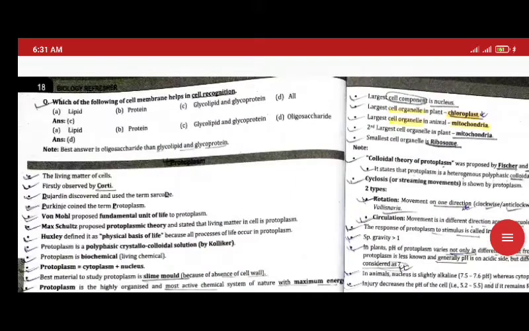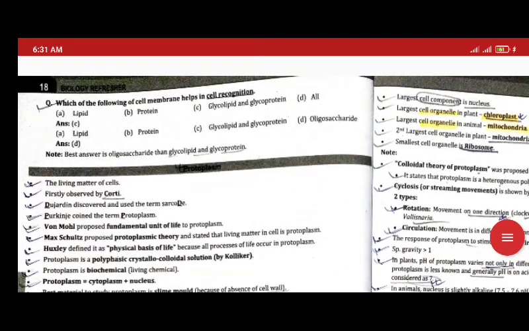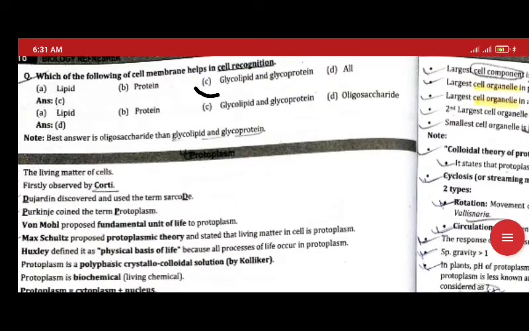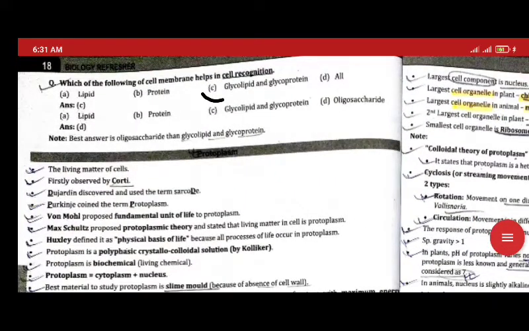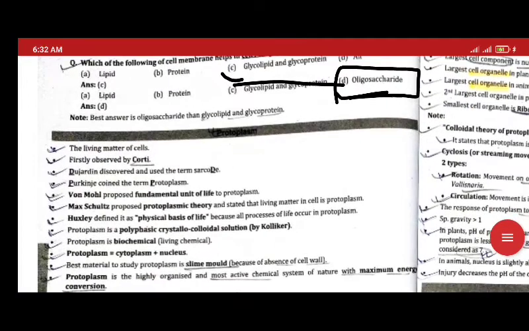Now here, given some question, that is cell membrane. Which of the following cell membrane components help in cell recognition? So cell recognition contains what? Glycolipid and glycoprotein. So option C is the answer. Now here we can also see D, that is oligosaccharide. Both contain oligosaccharide, so the best option is oligosaccharide.